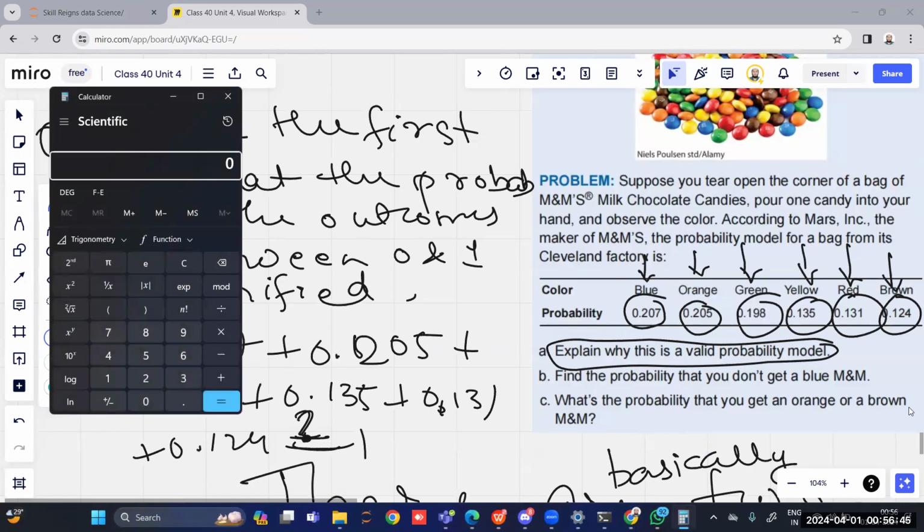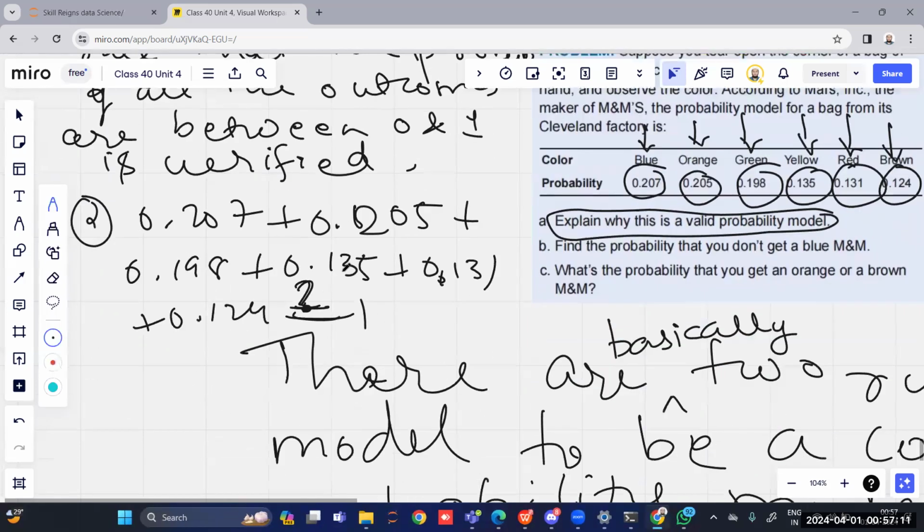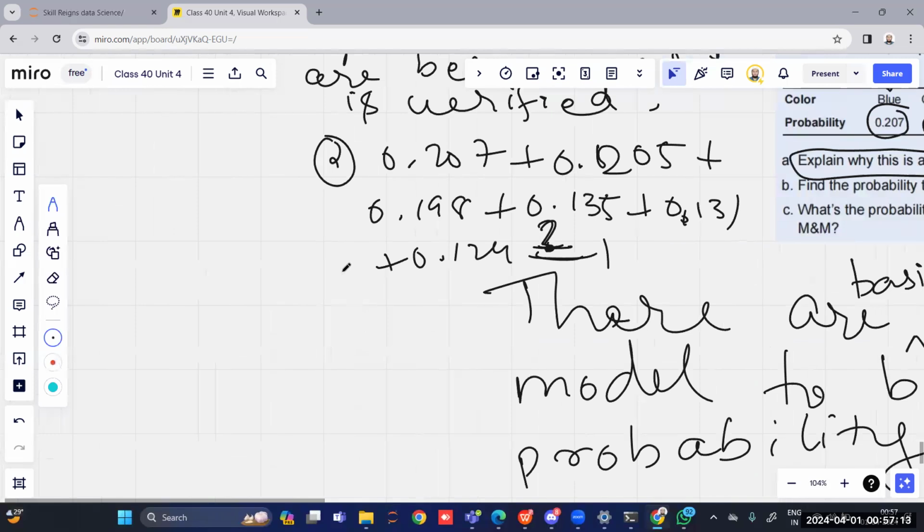Okay, so it's 0.207 plus 0.205 plus 0.18 plus 0.198 plus 0.135 plus 0.131 plus 0.124 equals to... See how much it's coming, Zaid? How much is the addition of all the probabilities? 1, correct? It is 1, right? Yeah, so we can write it here.